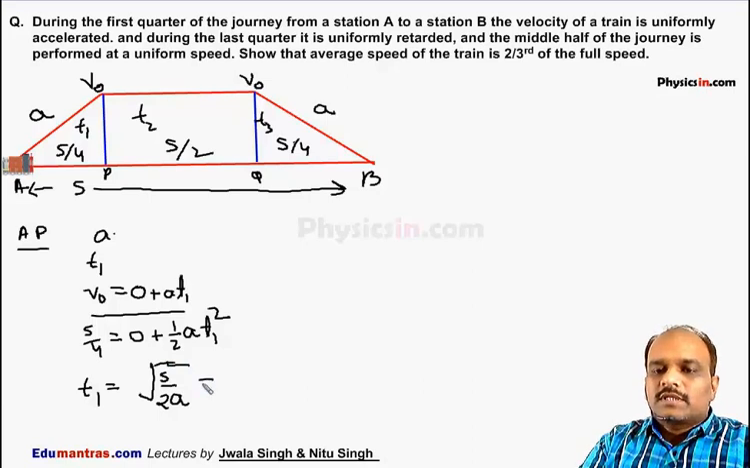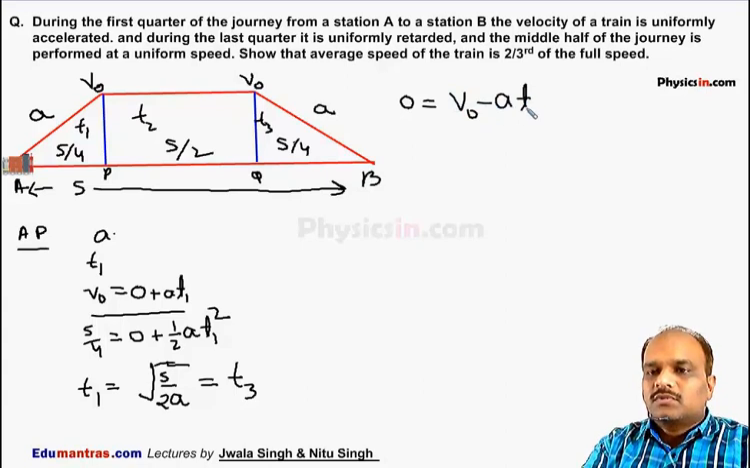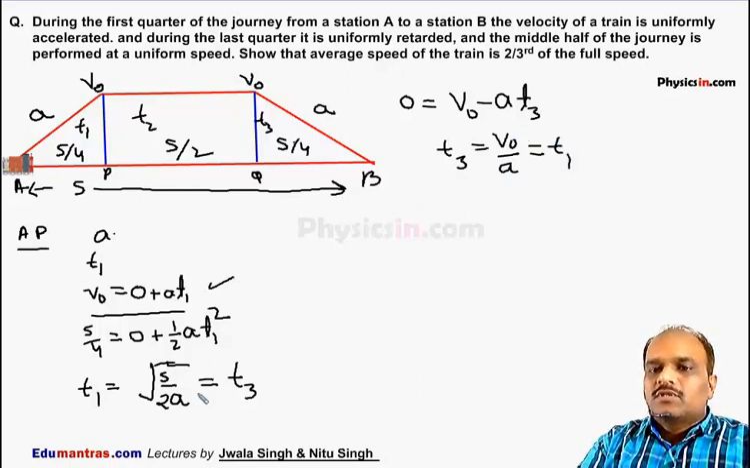We can also say this T1 must be equal to T3 because the distance is the same and the retardation is the same. So the final velocity is 0. From Q to B we can say 0 is equal to V0 minus A T3. So from here T3 is equal to V0 by A. This is also equal to T1. So in general, T1 and T3 both are the same.